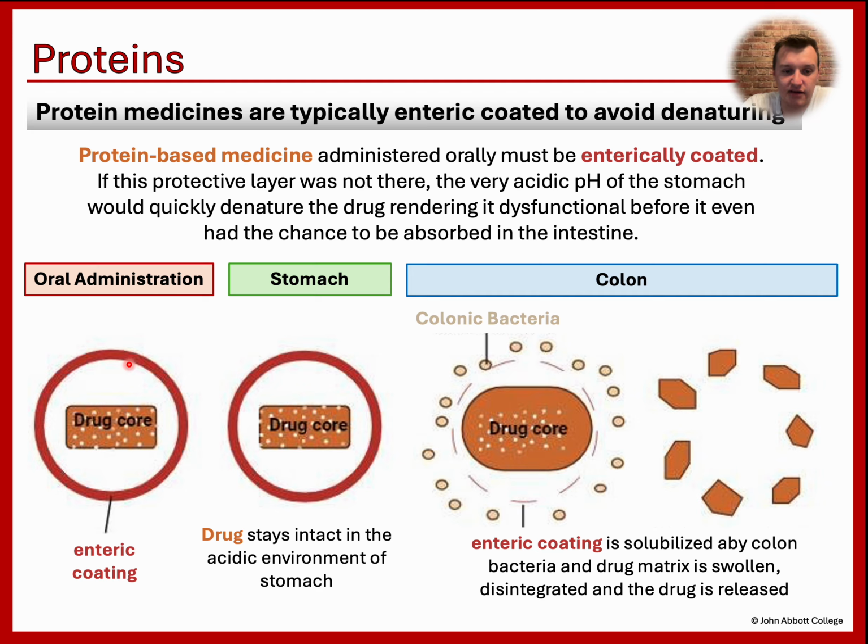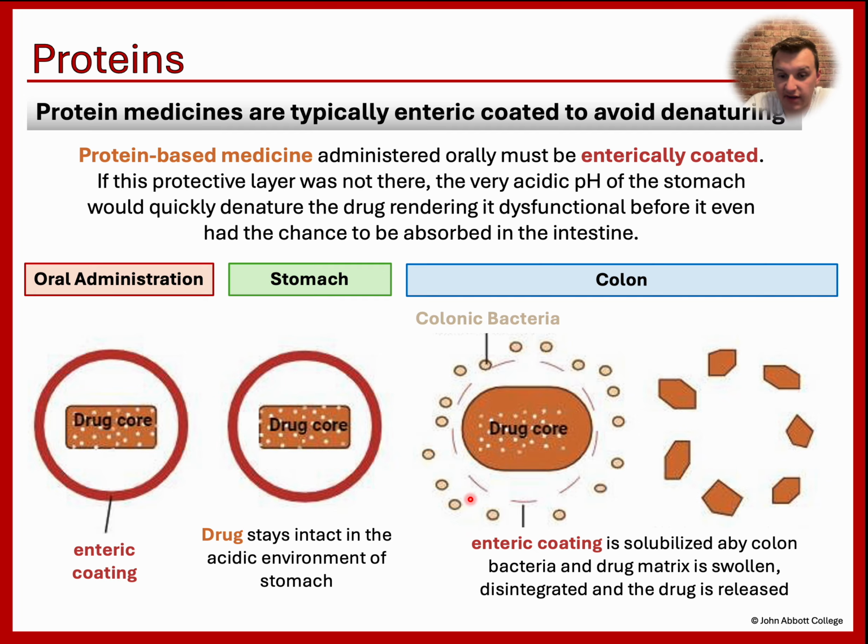So here's my drug. Here's the enteric coating, right? The drug stays intact in an acidic environment of the stomach, right? So when it's enteric coated, we take it in orally and it has this coat. In the stomach, it stays intact. And then once it gets to the colon, the intestine, the enteric coating is solubilized by colon bacteria, and the drug matrix is swallowed up.